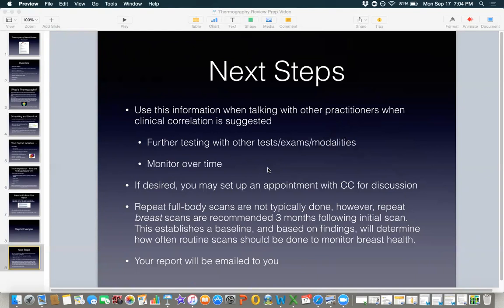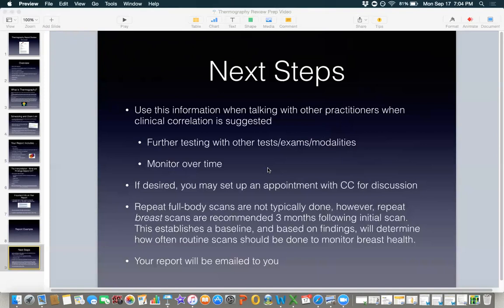We can, if you wanted to have a whole upper body and breast scan done to see if the hyperthermia around your mouth has decreased because you've been using the tooth and gum oil, if you want to just satisfy your curiosity that way, we certainly could, but it isn't necessary. So we do repeat breast scans only, typically.